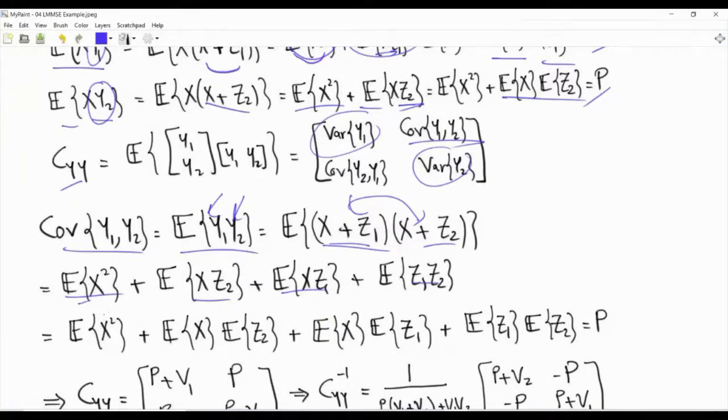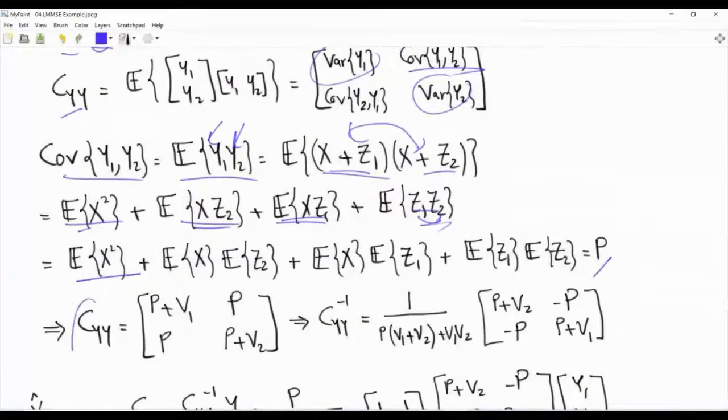The expectation of x squared is the variance of x, which is p. The expectations of x z2 and x z1 we did before, and both are equal to 0. For z1 and z2, again, they are uncorrelated, so the expectation is the expectation of z1 multiplied by the expectation of z2. They are zero mean random variables, so this is 0. The only survivor here will be the variance of x, which is equal to p. So the matrix CYY is given by such: this is the variance of y1, this is the variance of y2, and these are the covariance of y1 and y2.